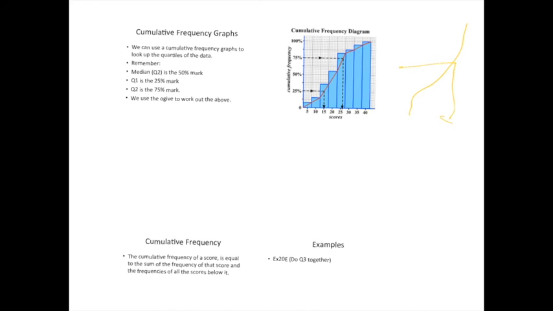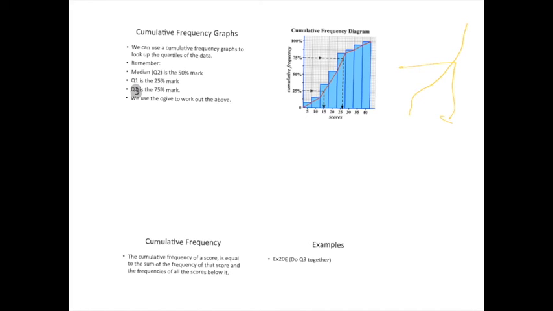We can use a cumulative frequency graph to look up the quartiles of the data. Remember, the median is the 50% mark. Q1 is 25%, so it's at 25%, and Q3 is at 75%. That should be a 3. Everyone okay? All right, now, so what does that mean?